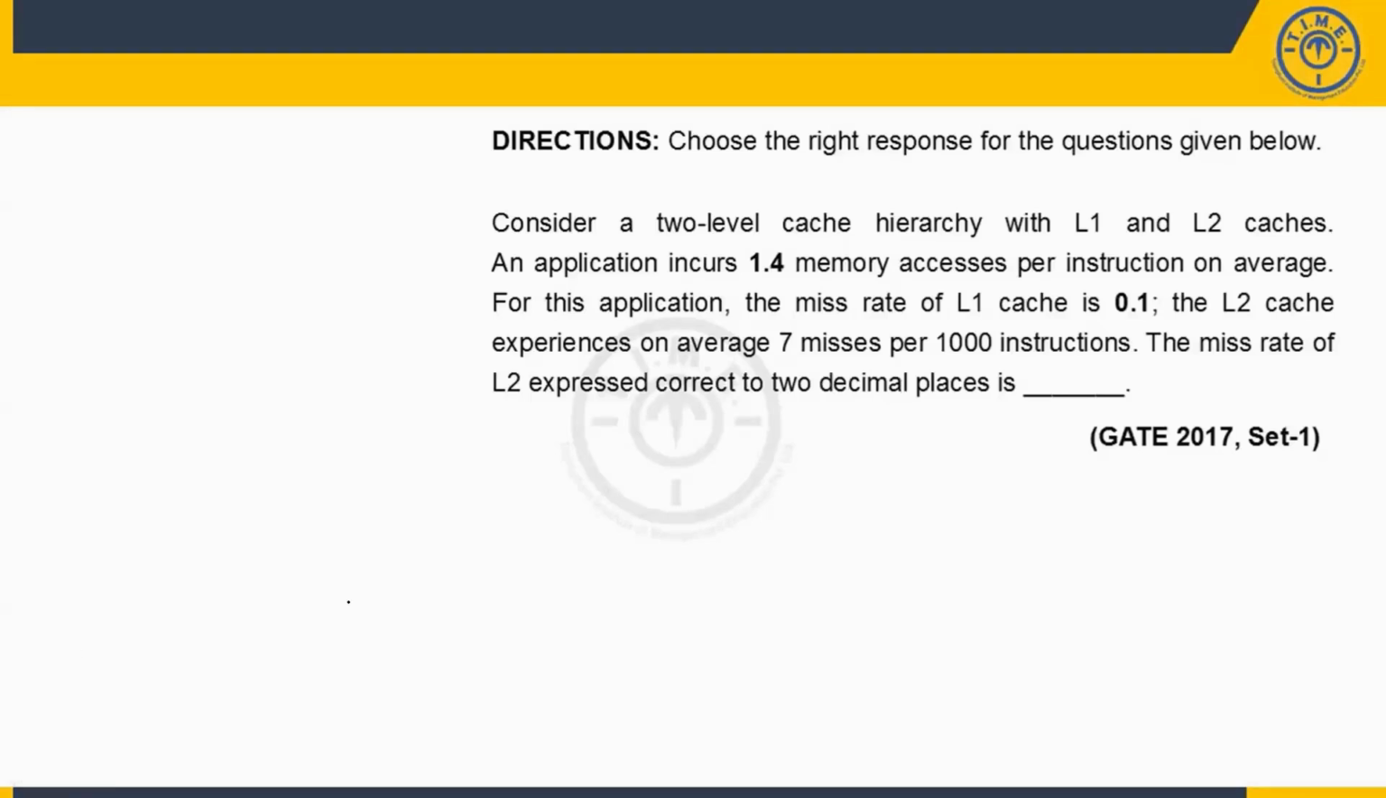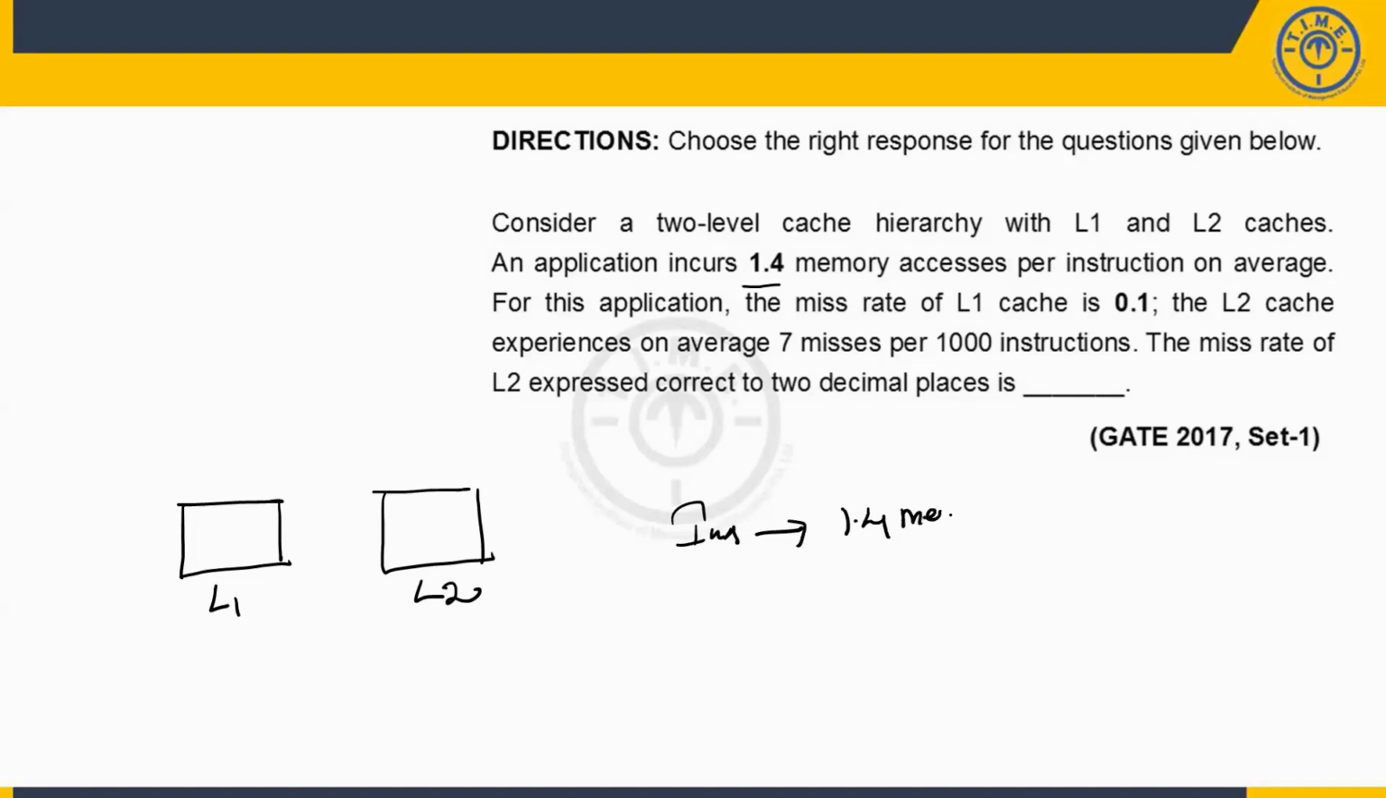Let us discuss this important question. Consider a two-level cache hierarchy. There is level 1 and there is level 2, L2. An application incurs 1.4 memory accesses per instruction on an average. So how many times memory access per instruction? One instruction requires 1.4 memory accesses.